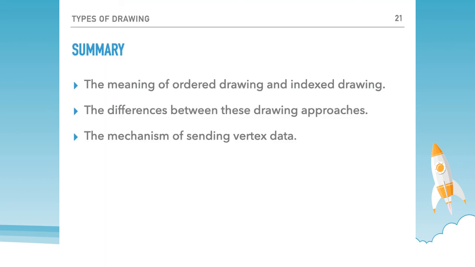So what we have learned in the last part of topic 2 is the meaning of order drawing and index drawing, the differences between these drawing approaches, and the mechanism of sending the vertex and the index data.